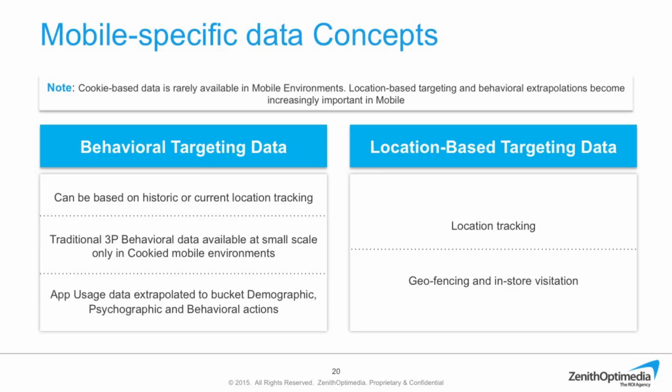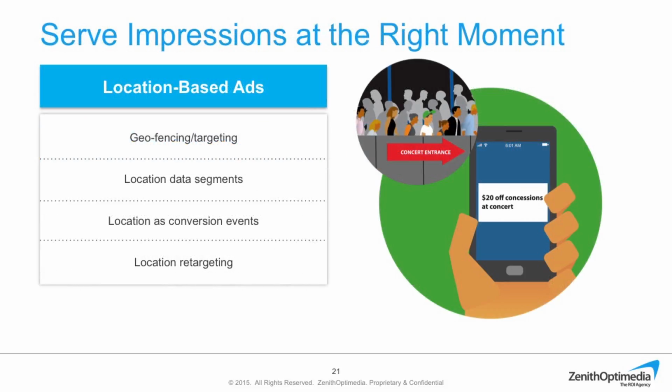The second mobile-specific data concept is around location-based targeting. You have location tracking, as well as geofencing and in-store visitation. In the next slides, we'll dive deeper into the location-based targeting concepts. Mobile campaigns really do embody the concept behind programmatic of serving the right impression to the right person at the right moment. Location-based ads can be based on geofencing or targeting, location data segments, location as a conversion event, and location retargeting.